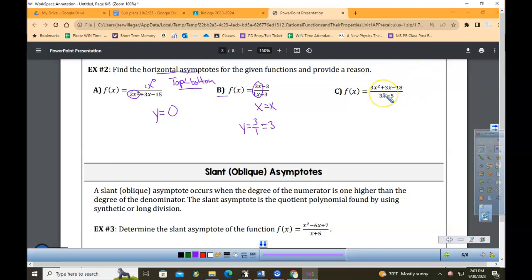On C, my top power is x squared, which is greater than x, right? When our numerator is bigger than our denominator for degrees, then we have none. No horizontal asymptote.